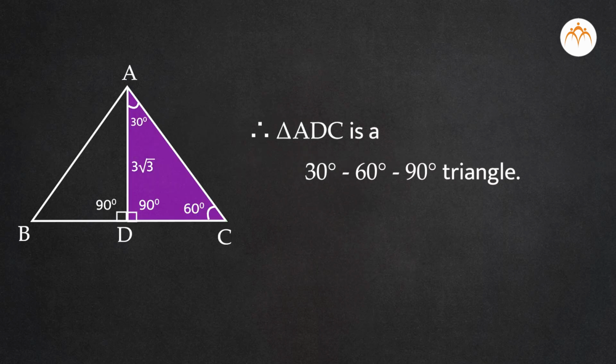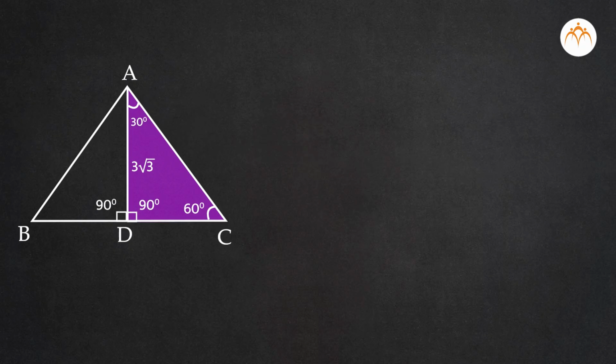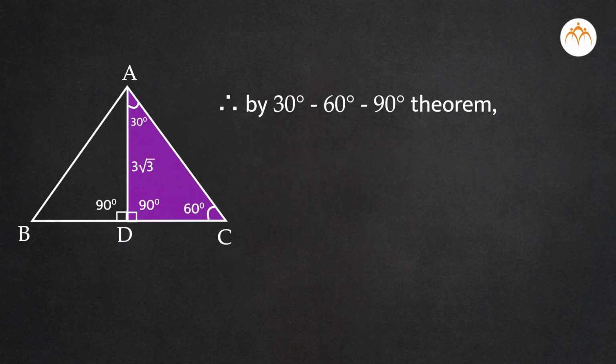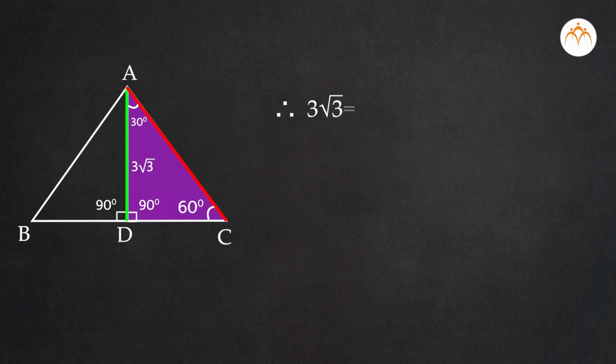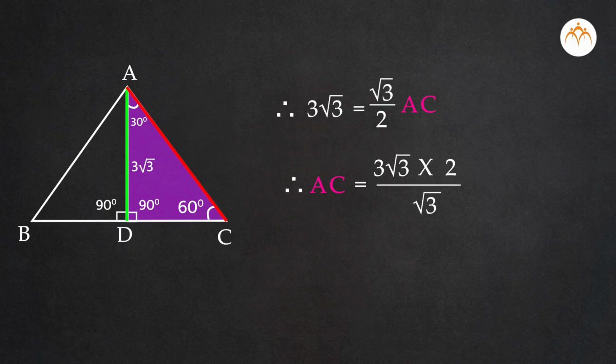Therefore, triangle ADC is a 30 degree, 60 degree, 90 degree triangle. Therefore, by 30 degree, 60 degree, 90 degree theorem, AD is equal to square root 3 upon 2 into AC because it is the side opposite the 60 degree angle. Therefore, 3 square root 3 is equal to square root 3 upon 2 into AC. Therefore, AC is equal to 3 square root 3 into 2 upon square root 3. Therefore, AC is equal to 6 centimeter.